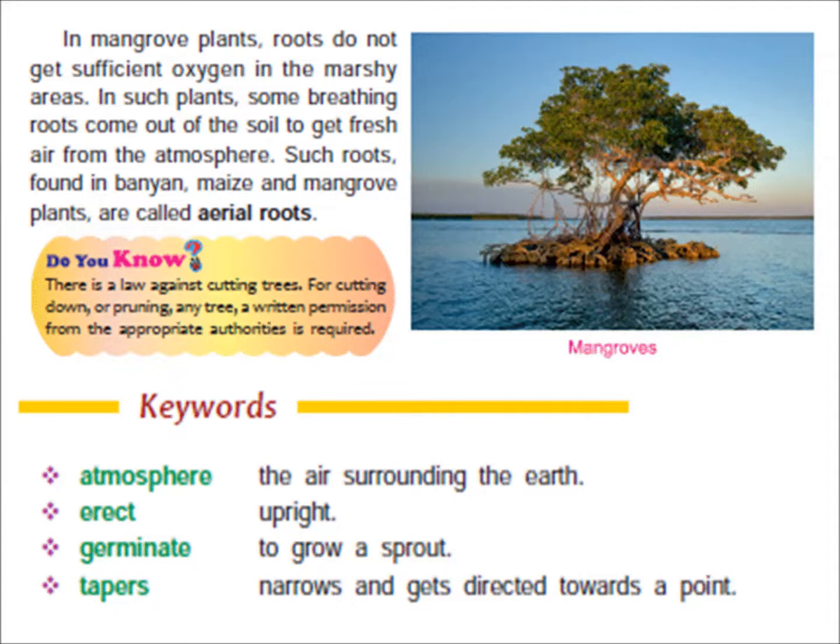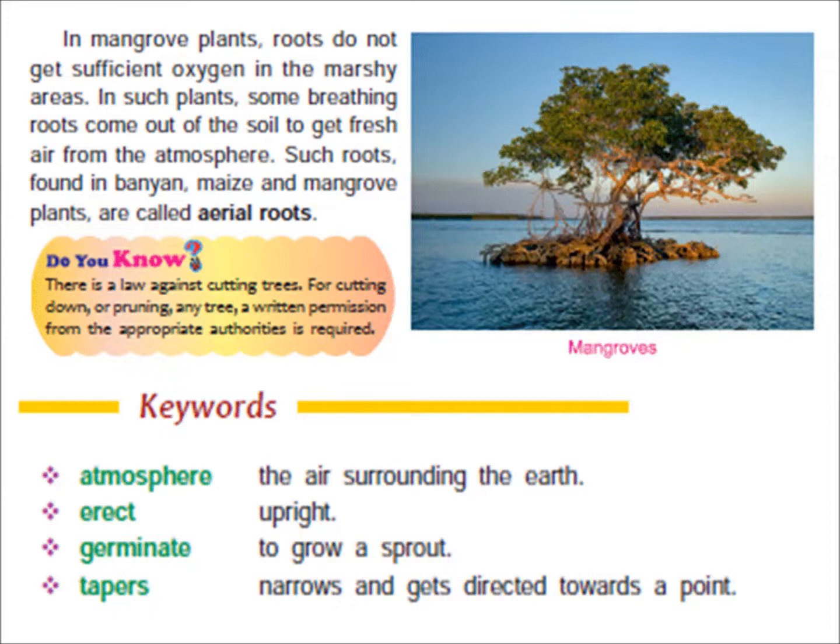There is a lack of oxygen in marshy areas, so roots come out from the soil to get fresh air from the atmosphere. In this way, these are all the special functions of the root, that is storage of food, supporting of plants, and it also helps in breathing of plants. So roots perform different types of functions.